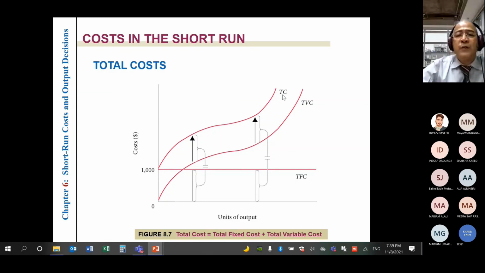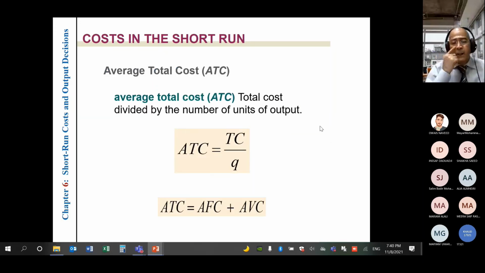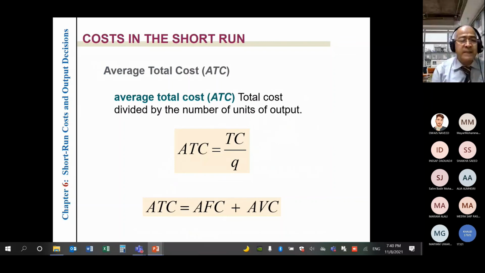How to draw total cost? Drag variable cost up and keep the vertical distance between them equal to total fixed cost. So this is called total cost, which is equal to variable cost plus fixed cost. So again, average total cost is total cost divided by the number of units of output.